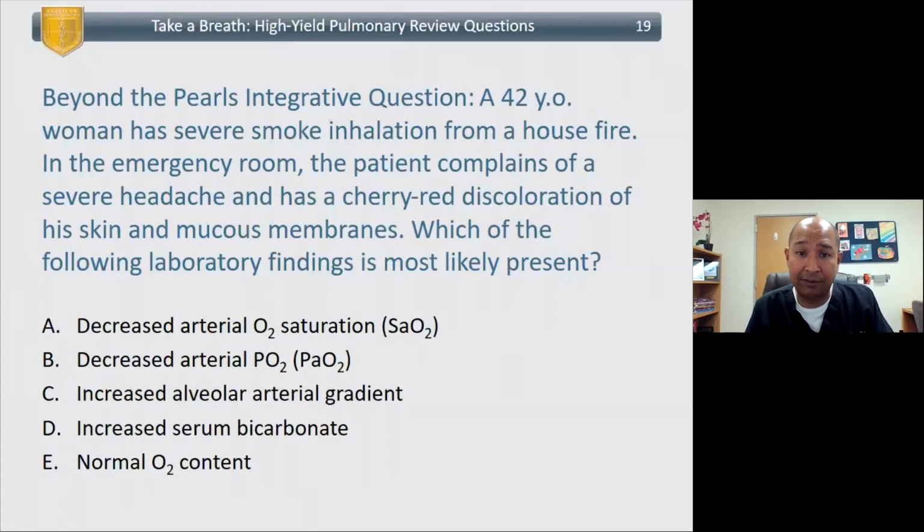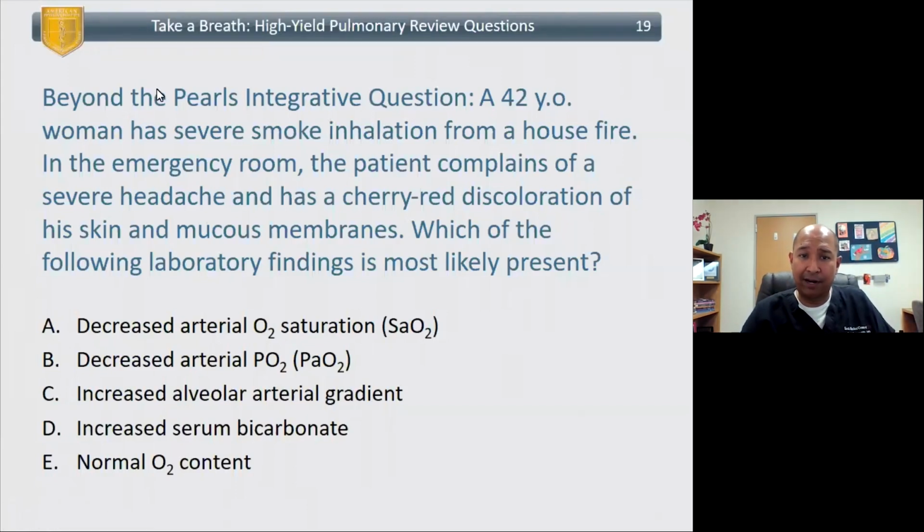Let's talk about this. A 42-year-old woman has severe smoke inhalation from a house fire. She's in the emergency department, and the patient complains of a severe headache, and has cherry red discoloration of her skin and mucous membranes. Which of the following lab findings is most likely? The choices are decreased arterial O2 sat, a decreased P-little-a-O2, increased alveolar arterial gradient, increased serum bicarbonate, and a normal total O2 content.